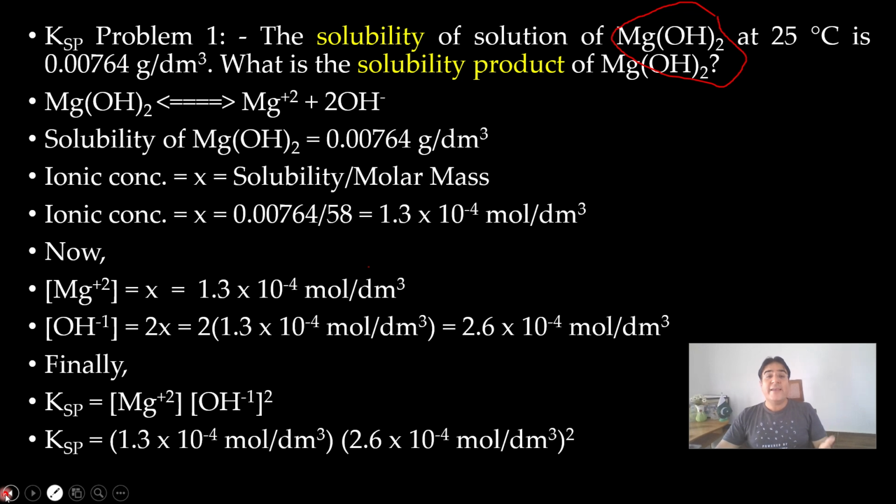Type 2 is when solubility product is given and X is required, which means the ionic concentration, the solubility. It is the reverse of this problem. Look at this problem.